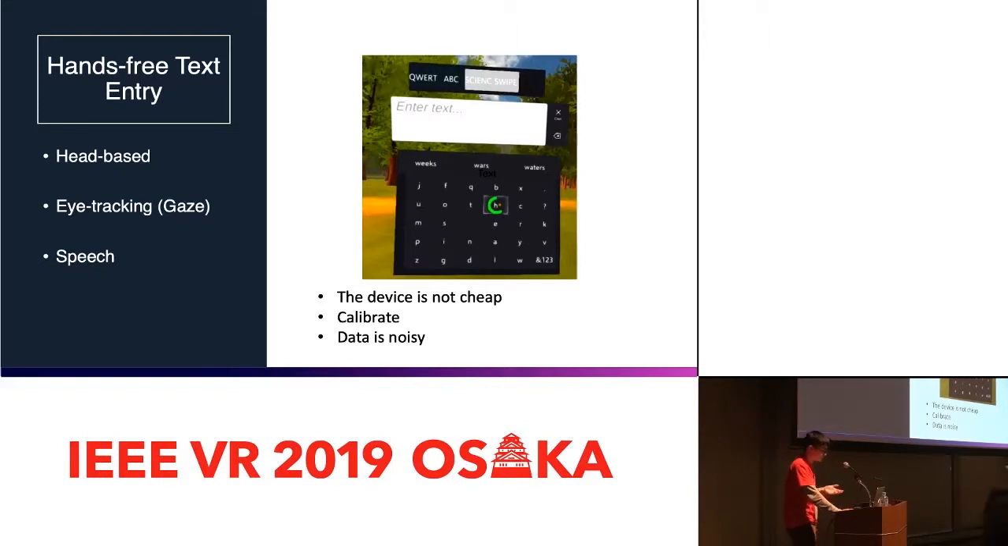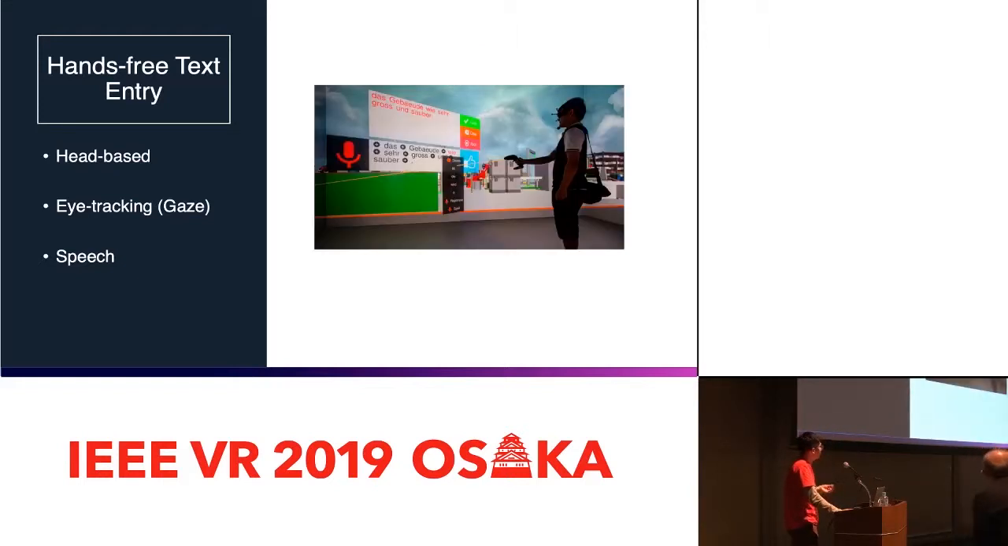And the third one is speech. So basically, you say the word, and the system recognizes it and gives you a list of options. But this speech technique has some issues with privacy. And if the background is very noisy, the speed can be affected.